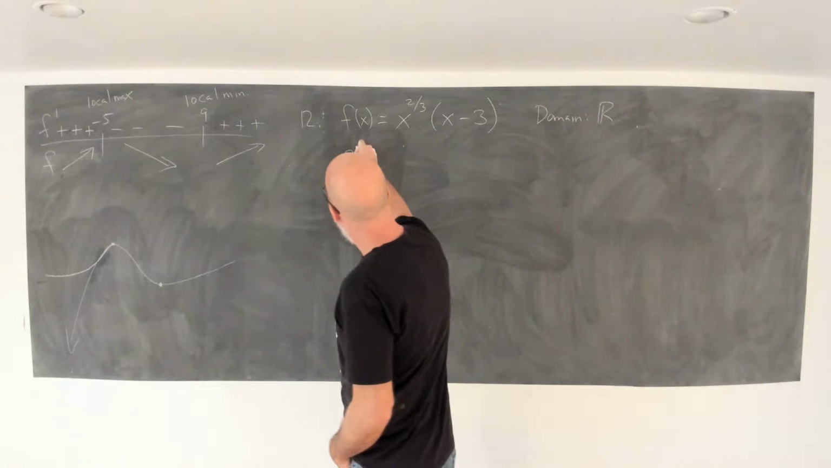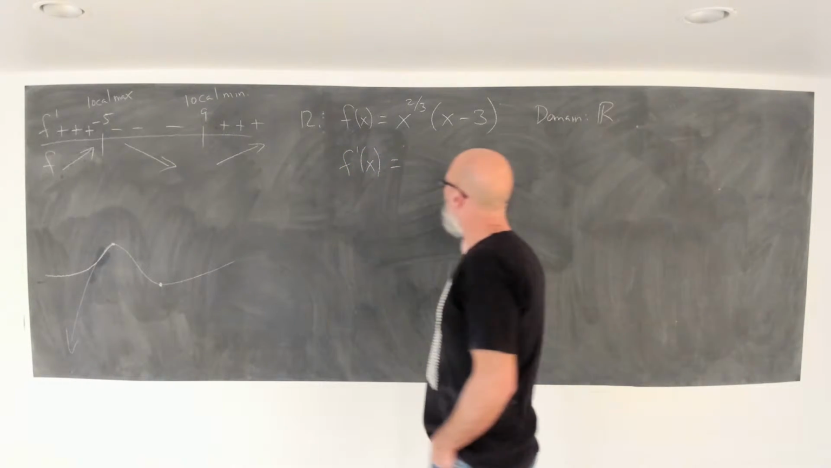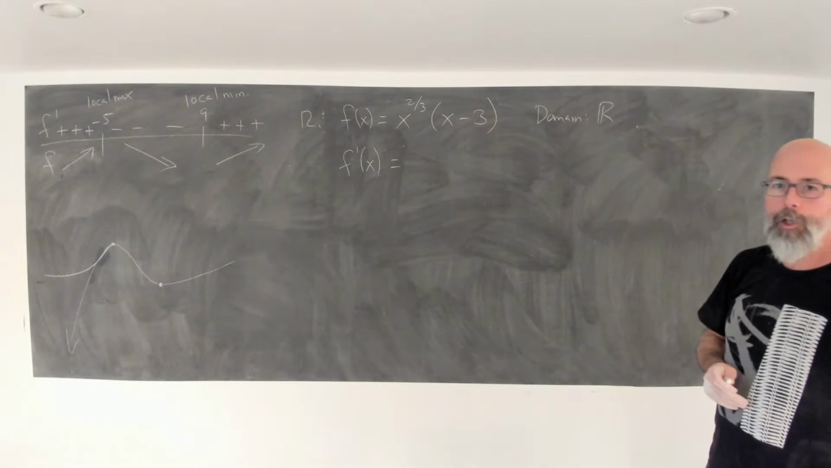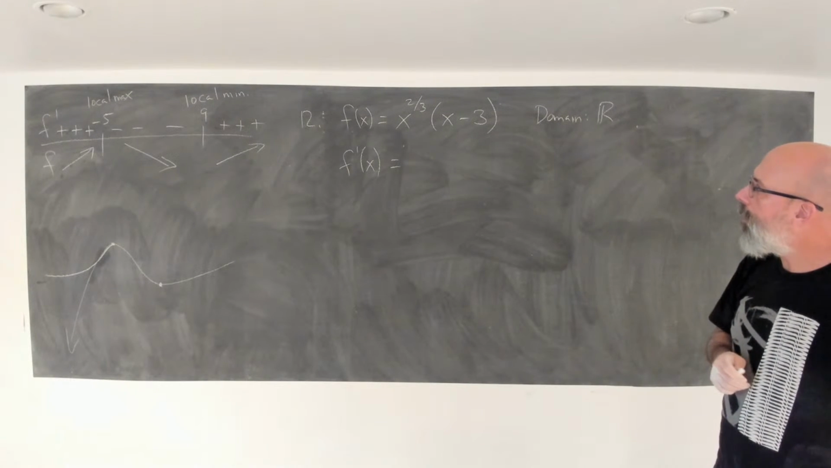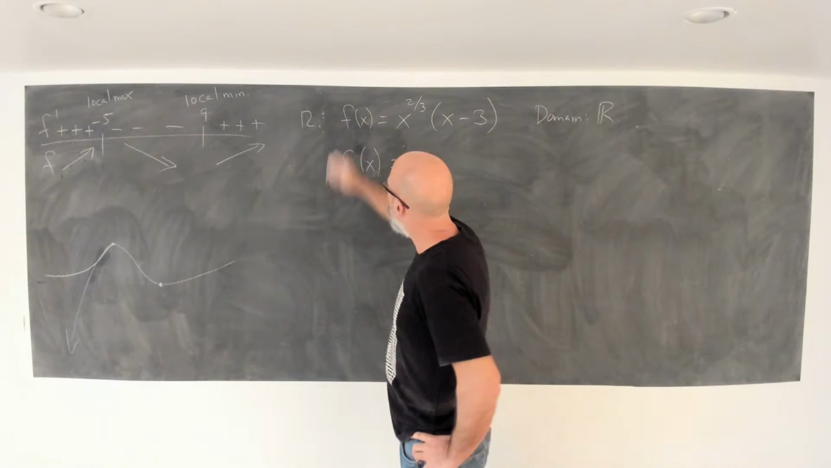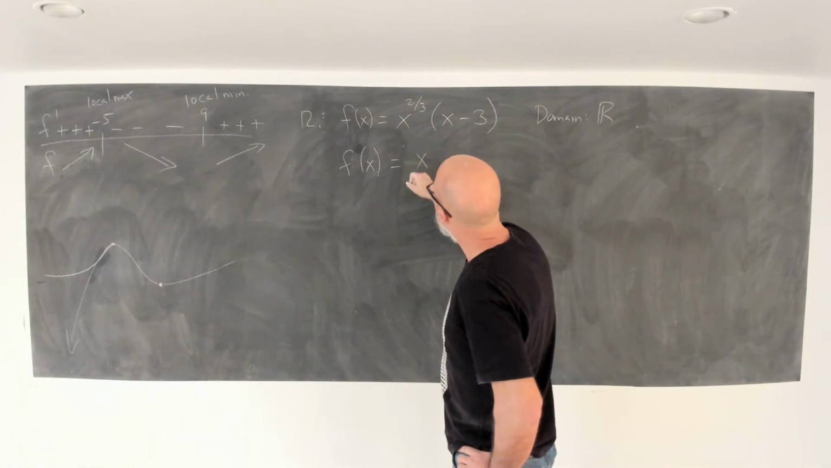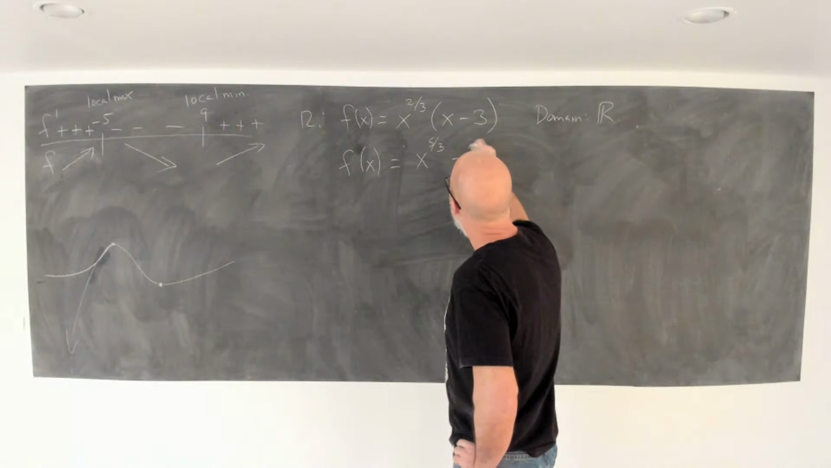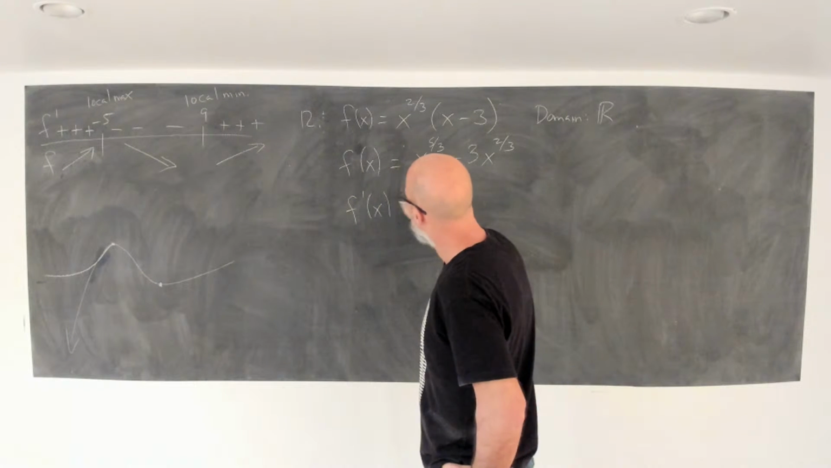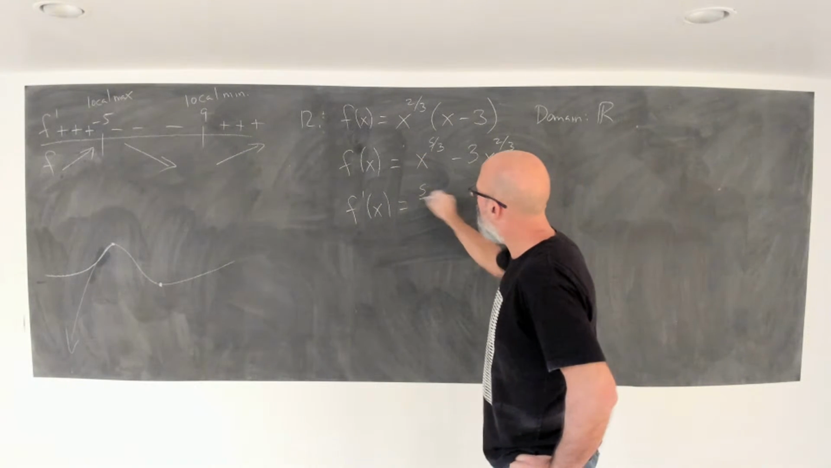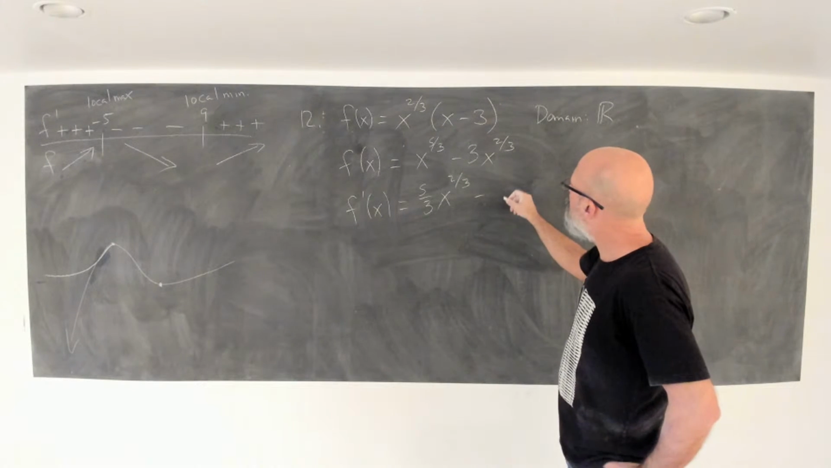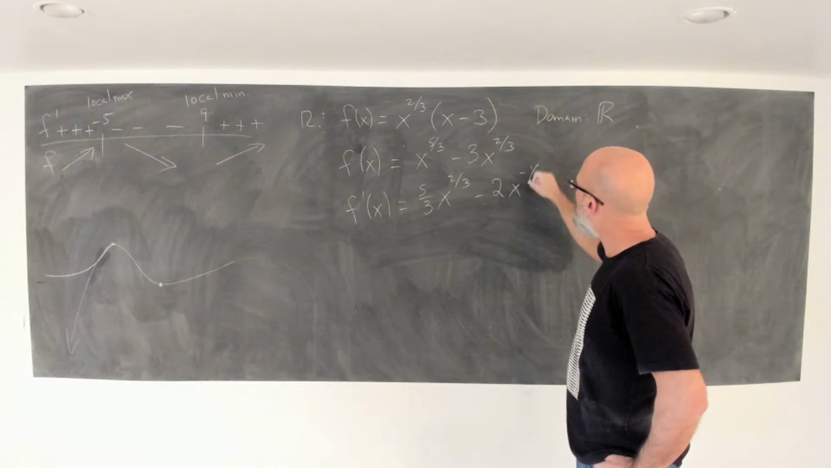Let's take the derivative. Whatever you want to do, right? You could expand first and then differentiate term by term, or you can do the product rule. Why don't we expand? This is really x to the 5 over 3 minus 3x to the 2/3. I think it's going to be easier, right? 5 over 3 x to the 2/3 minus 2x to the minus 1/3.